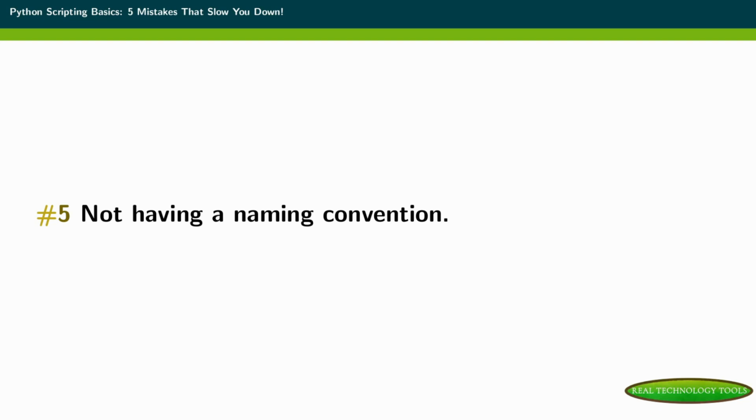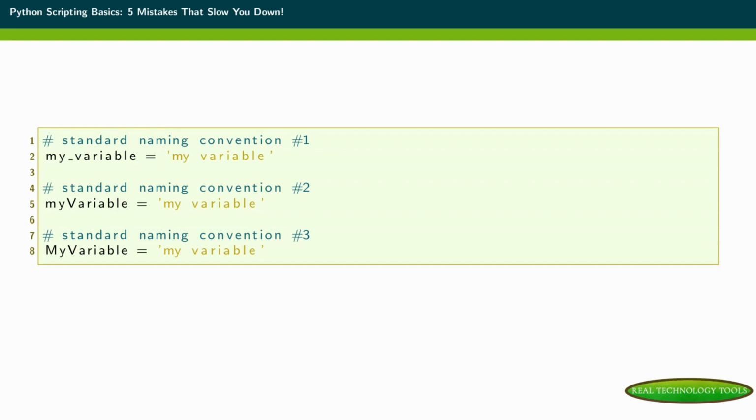Fifth mistake, not having a naming convention. So let me give you a few examples of what naming conventions are. Here are examples of standard naming convention you can use right now. The most common ones I saw are the first one and the second one. Standard naming convention number 1, take every word of your variable and you separate those words with underscores. It's a very simple naming convention to understand. Here, my is a first word and variable is a second word, so you just add the underscore in between them and that's the name of your variable.